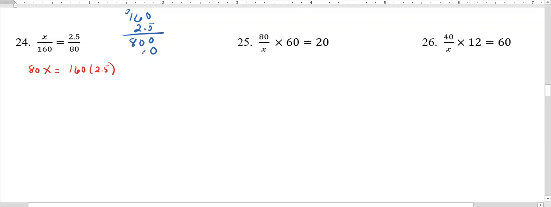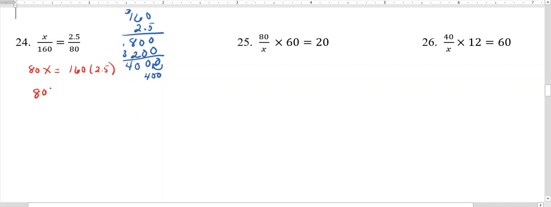2 times 0 is 0. 2 times 6 is 12. 2 times 1 is 2 plus 1, because I carried my 1 back, gives me 3. 0, 0, 8, 9, 10. Carry my 1, that gives me 4. I have 1 decimal place. So I get 400 for my answer.